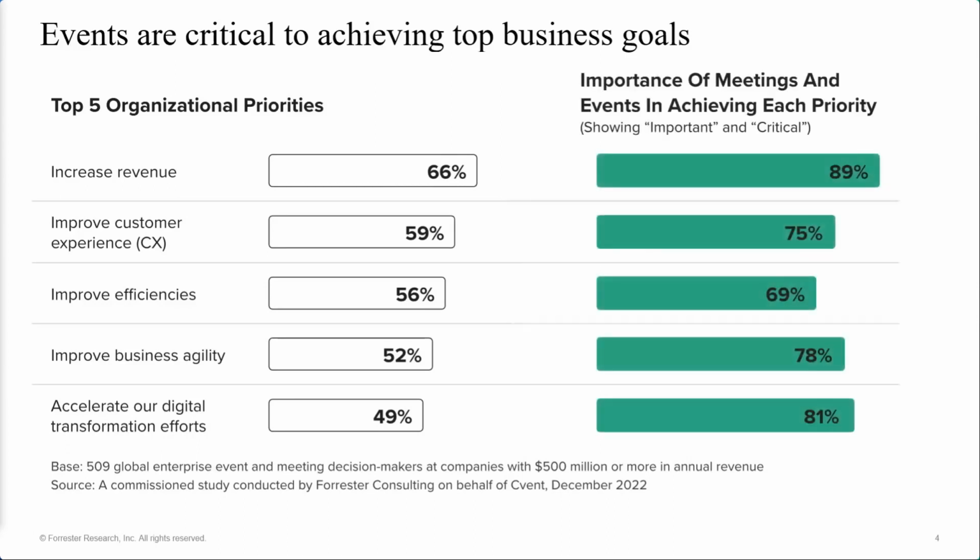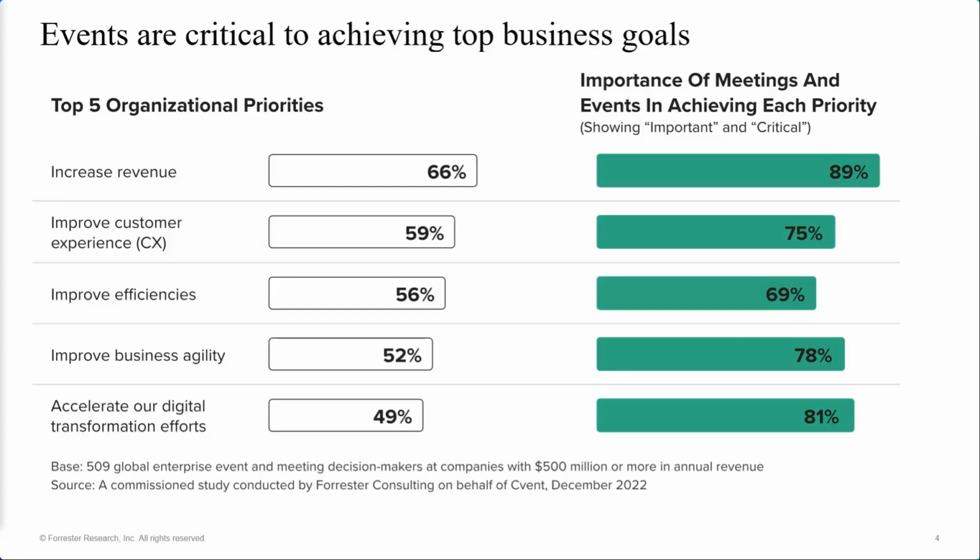Then we asked, well, how important are meetings and events for achieving each of these priorities? And it's super interesting to see that a greater percentage said meetings and events are about increasing revenue. They're very important or critical to helping us achieve that goal. The other one that was interesting, though, if you look at the bottom, is accelerating our digital transformation efforts. 81% said that it was important or critical to that particular goal.